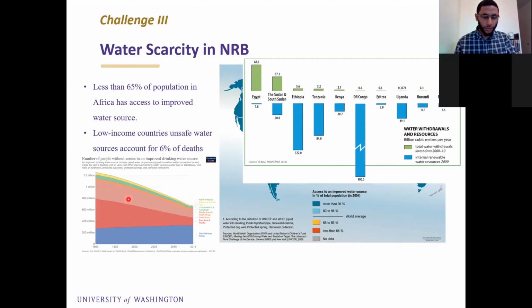And again, here the map is showing just the trend based on different years for the access to improved water in the Nile River basin. This is not the Nile River basin. It's actually for different regions of the world. So it's showing different colors for different regions. But anyway, the trend is going down in access to improved water.